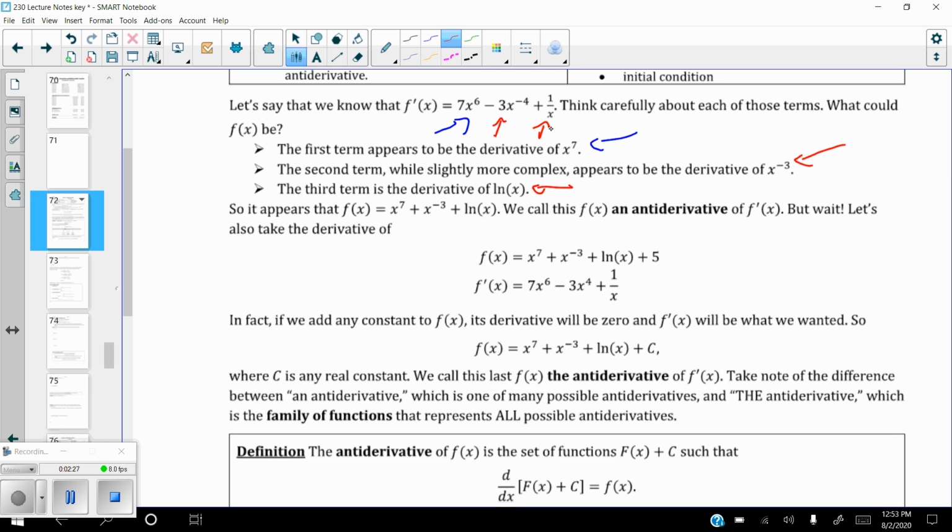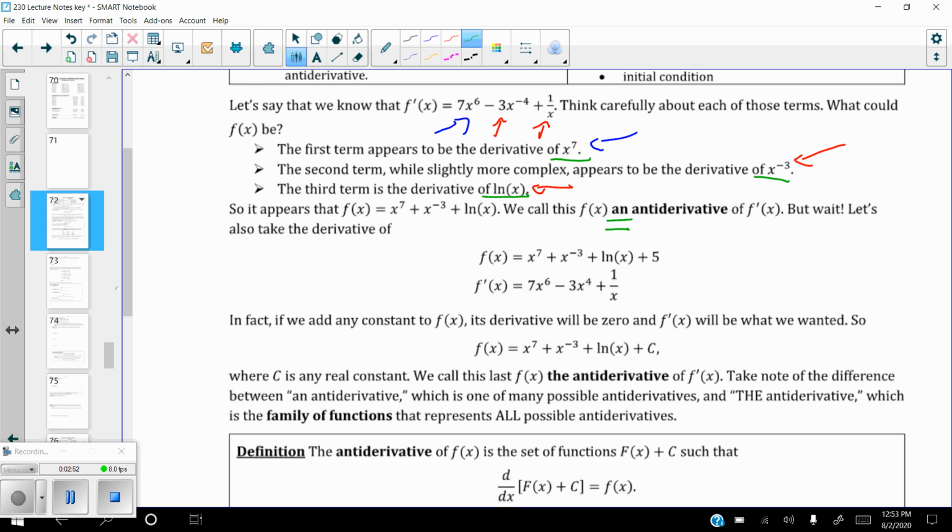So when we put it all together, it appears that the original function, f of x, would have been x to the 7th plus x to the negative 3 plus the natural log of x. We call that an antiderivative. And notice the word here, an antiderivative.